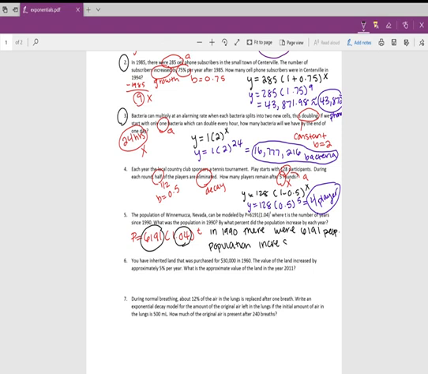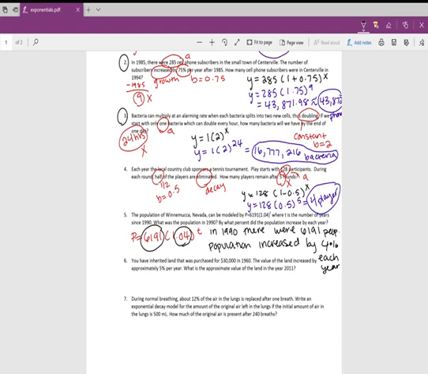So the population increased by 4% each year. Okay, so that was asking for something a little different. So if you would have just read the problem, this was a really easy one. You just had to identify the rate and then the A value. Okay, go ahead and work on number 6.